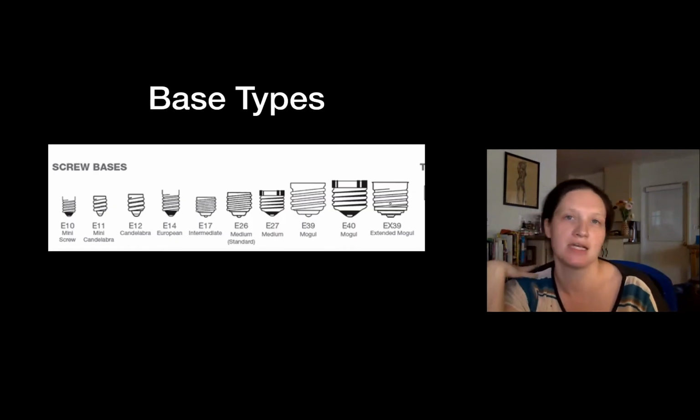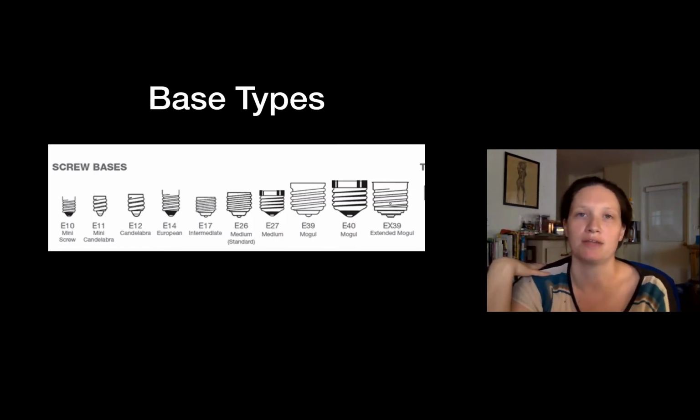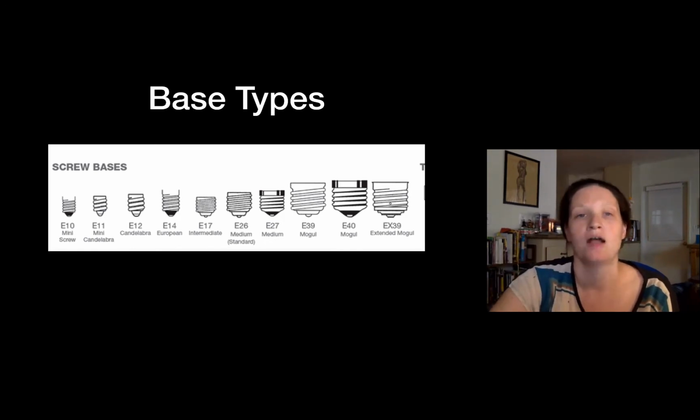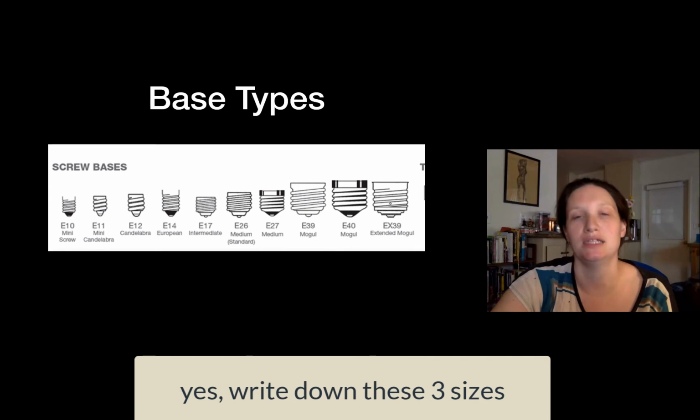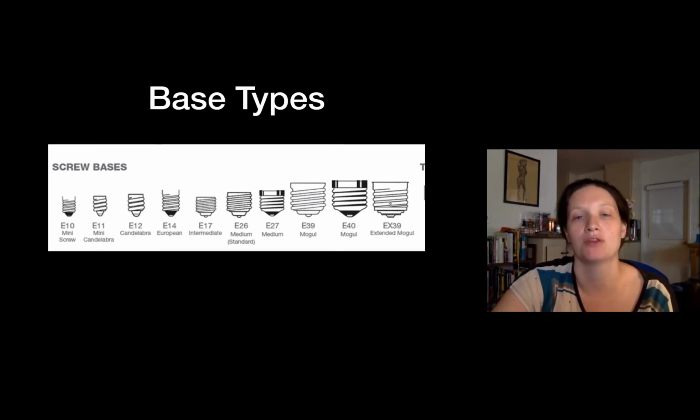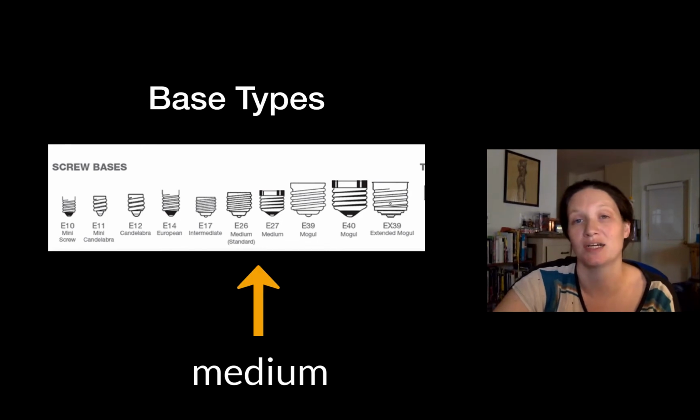Here are base types. So we talked about this a little bit when we were taking the lights apart and putting them back together, which thank goodness we did before they shut down school. Screw bases are the ones that you find in your house. The sizes that we usually deal with, okay, so the ones that you should have some awareness of, are the medium E26, E27 screw bases. Those are the ones that you'll find in your house.